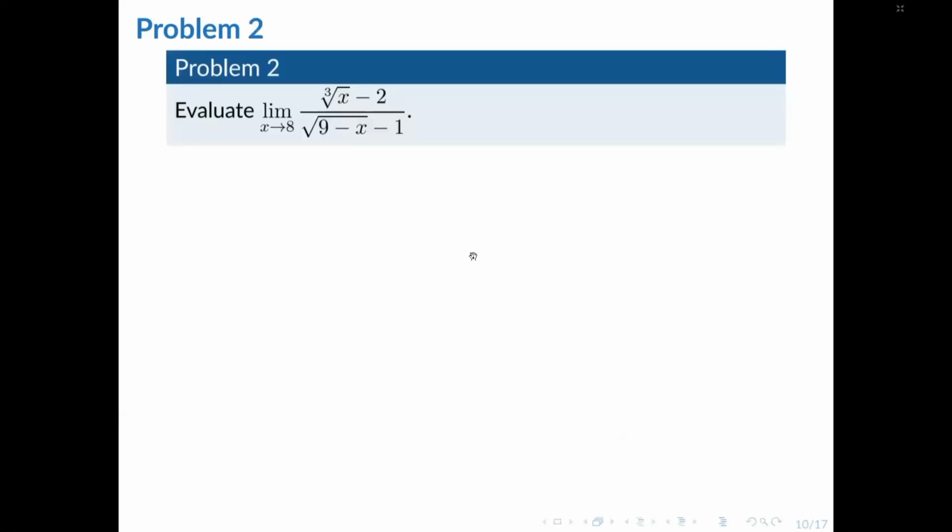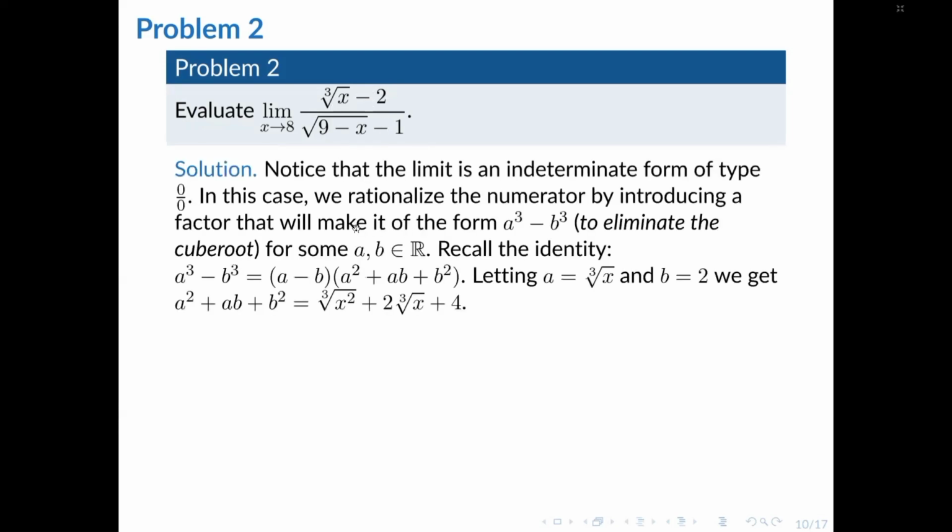So for problem 2, evaluate the limit of the cube root of x minus 2 all over the square root of 9 minus x minus 1 as x approaches 8. You can try direct substitution. The numerator will be 2 minus 2 all over the square root of 1 minus 1, which is equal to 0 over 0.